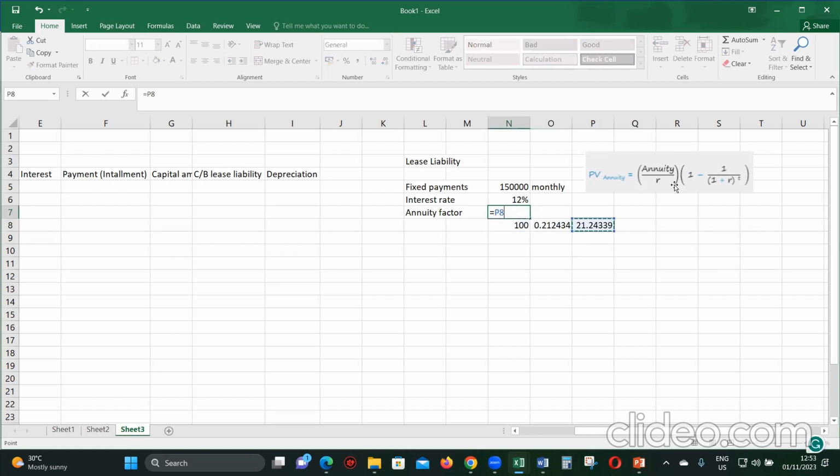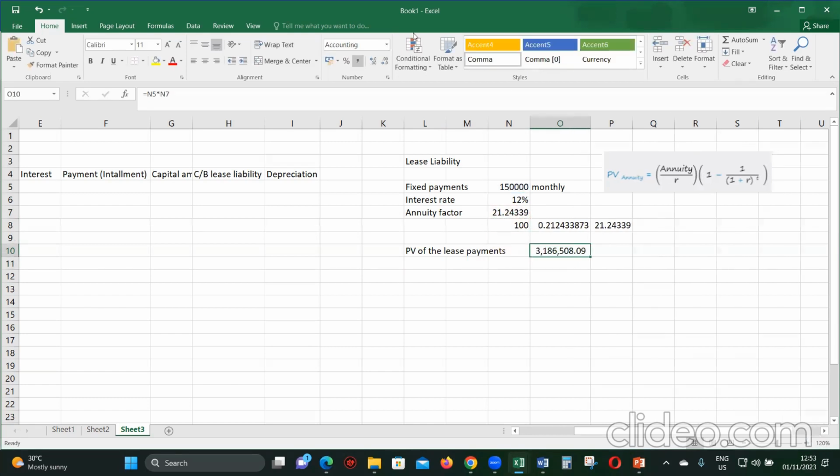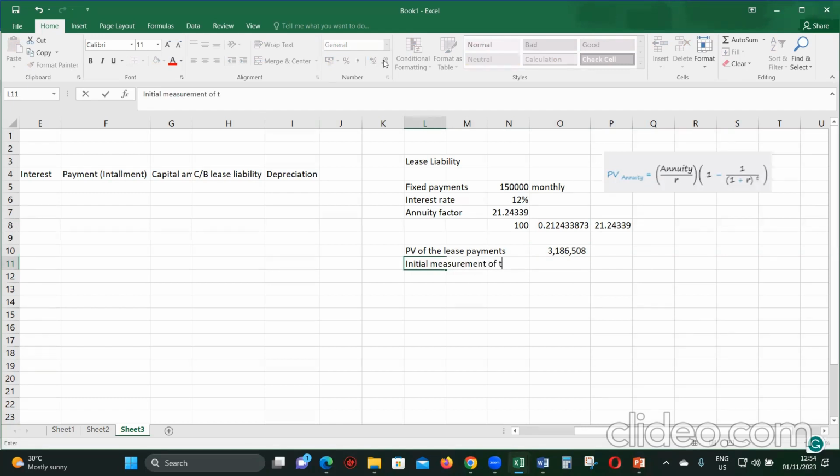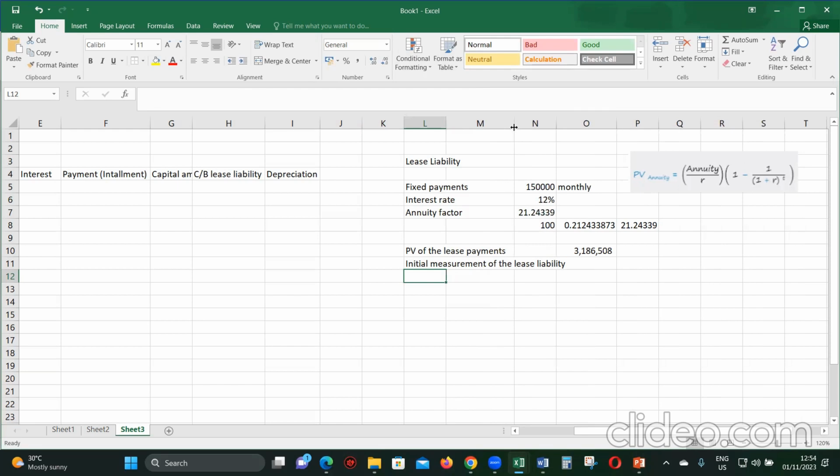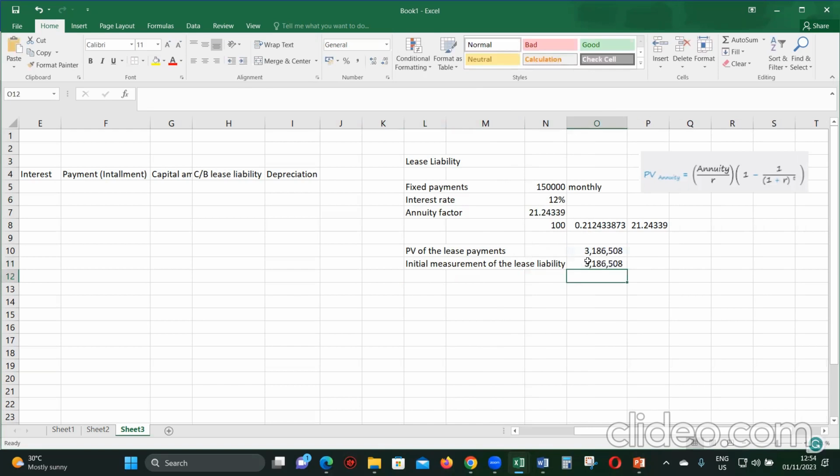So if you want to take the present value of the lease payments, that means 150,000 multiplied by this annuity factor. This is the value. So, what is this? Initial measurement of the lease payments. You can write it as lease liability because this is what we computed. Initial measurement of the lease liability. So this is the value, 3.1 million.